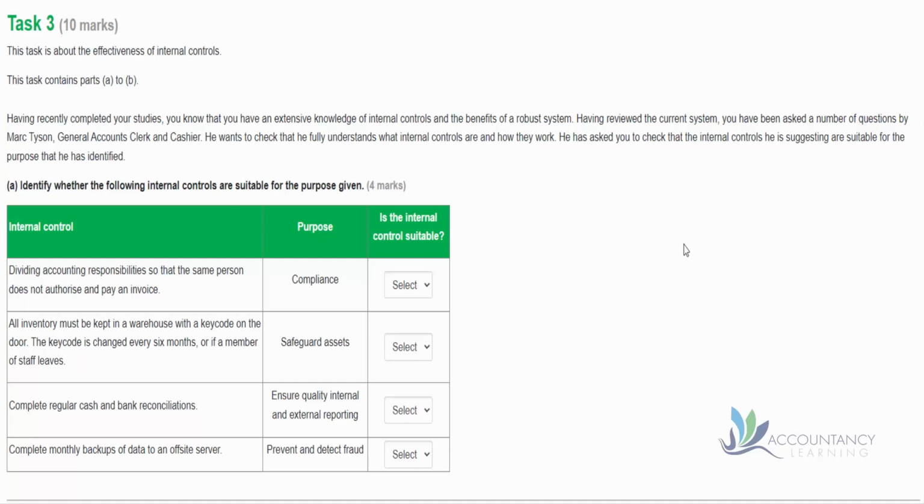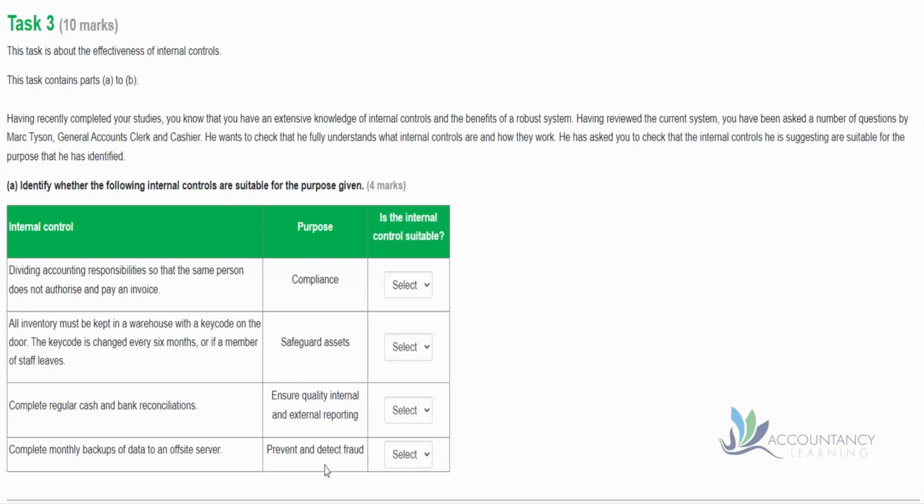Having reviewed the current system, you have been asked a number of questions by Mark Tyson, the General Accounts Clerk and Cashier. He wants to check that he fully understands what internal controls are and how they work. He's asked you to check that the internal controls he's suggesting are suitable for the purpose that he has identified.